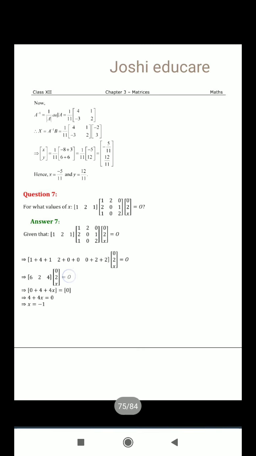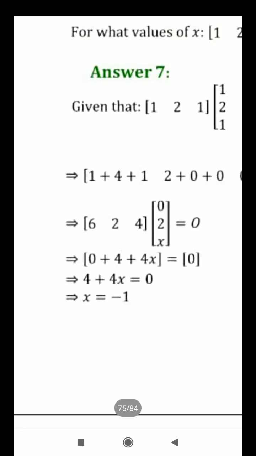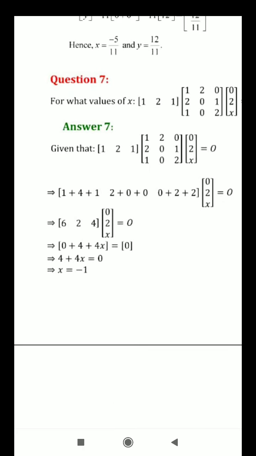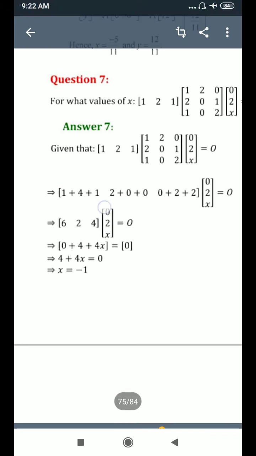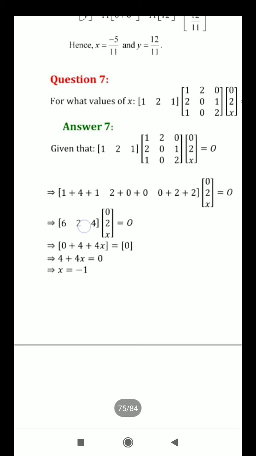Now you multiply these two. You will get only one element, because this is 1 into 3 order and this is 3 into 1 order. So finally the matrix will be of 1 into 1 order. So you multiply these two: 6 into 0 is 1, plus 2 into 2, that is 4, plus 4x.